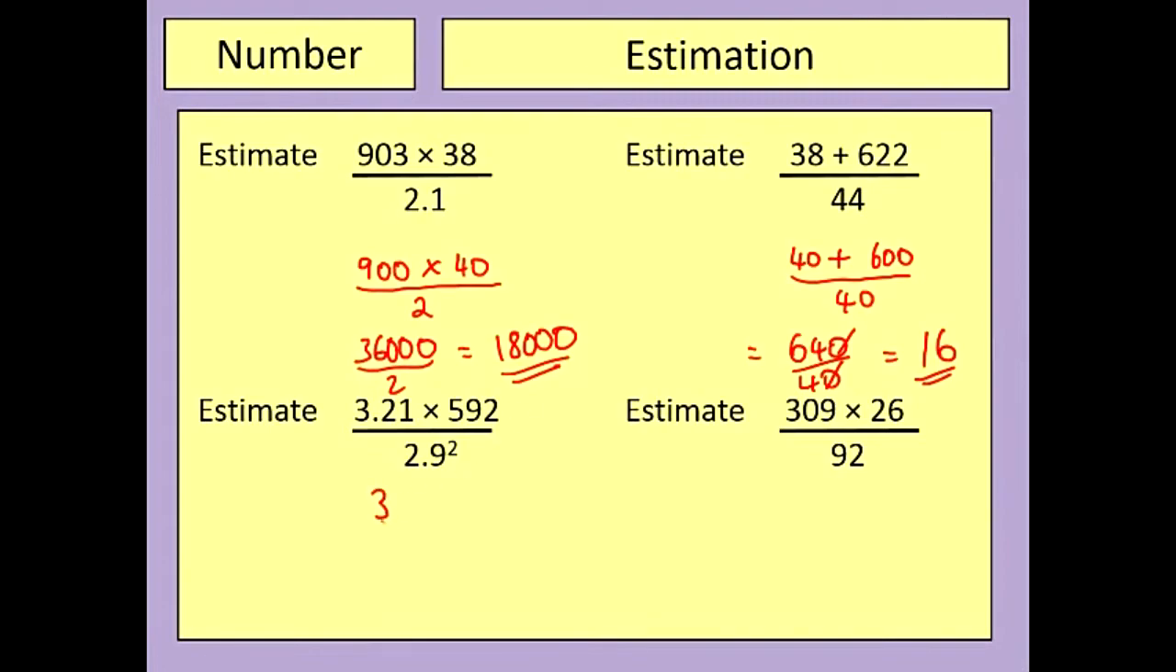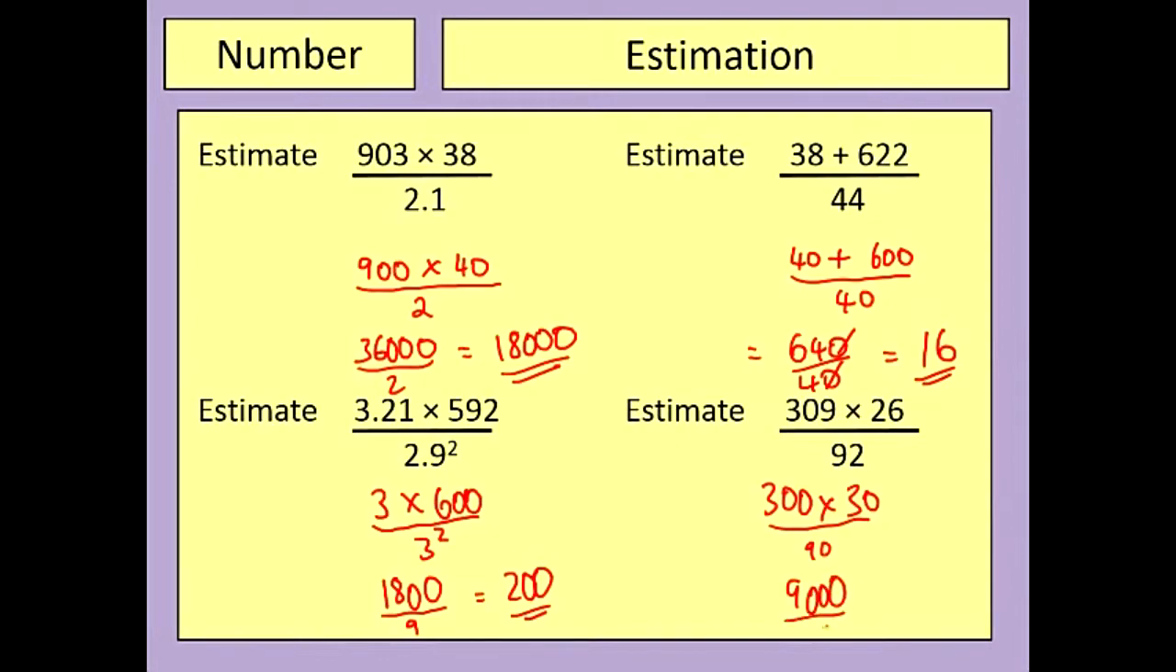For this next one, we've got 3 times 600 over 3 squared. Well, 3 squared is just 9, so we've got 3 times 6 is 18, 2 more zeros, and then that's over 9, and then that would be 200. And then finally 300 times 30 over 90. 300 times 30 equals 9, and then 3 zeros over 90. Use the divide by 10 strategy, you get 900 over 9, which gives you 100 as a final answer.